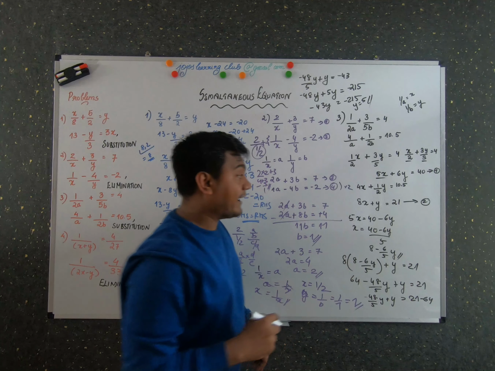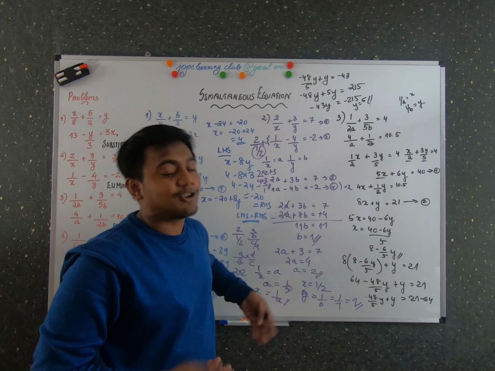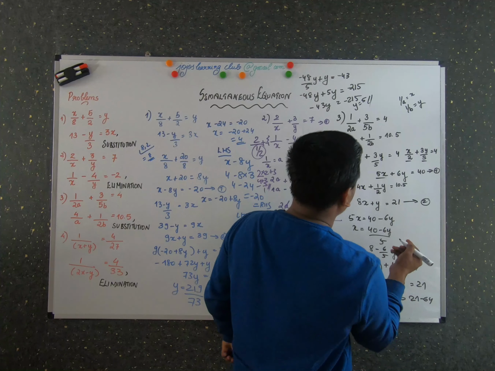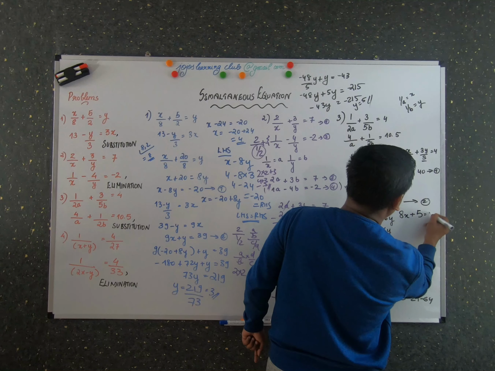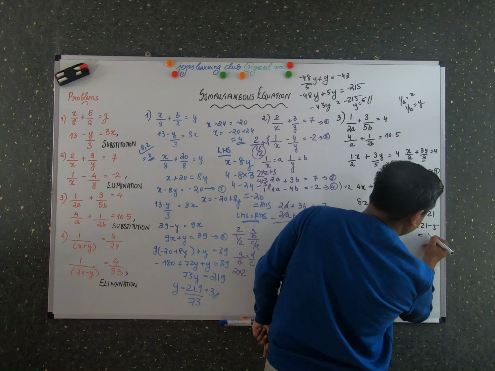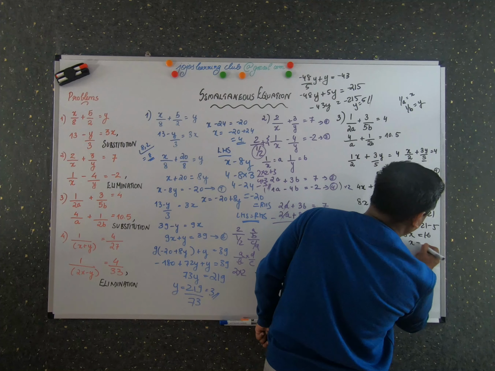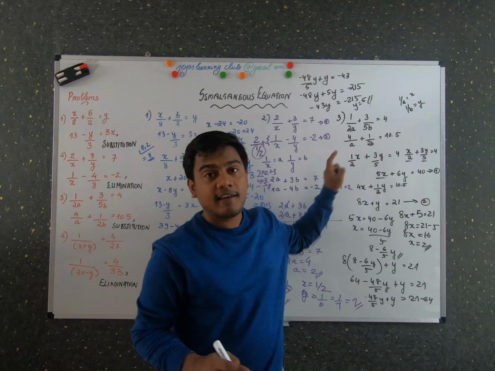I got the value of y as 5, and once you get the value of y, you can easily find the value of x. So I got the value of y as 5. So 8x plus 5 is equal to 21. So 8x is equal to 21 minus 5, that is 16. So 8x is equal to 16, so x is equal to 2. So you got the value of x as 2 and y as 5.